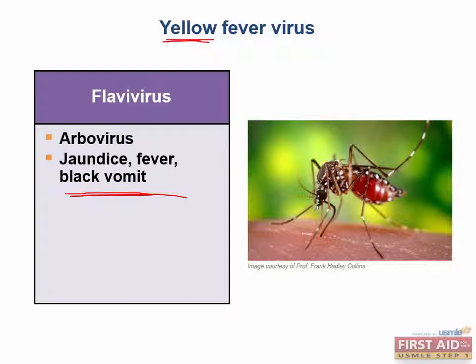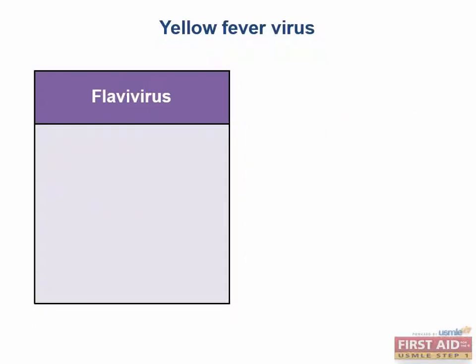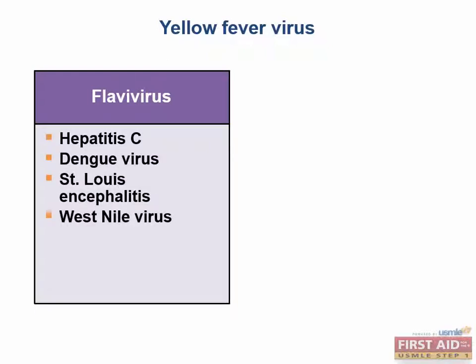Now let's cover the other important flaviviruses while we are in this category. Do you remember the other flaviviruses? That includes hepatitis C virus, dengue virus, St. Louis encephalitis virus, and West Nile virus. West Nile, dengue, and St. Louis are also arboviruses, meaning they're transmitted by arthropods. You're less likely to come across St. Louis encephalitis and West Nile virus on the exam.